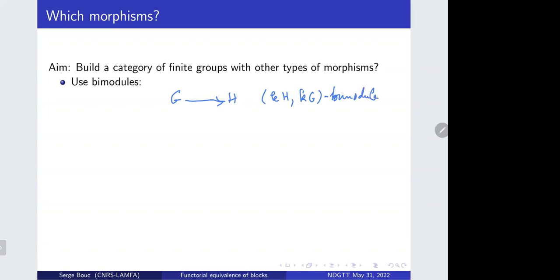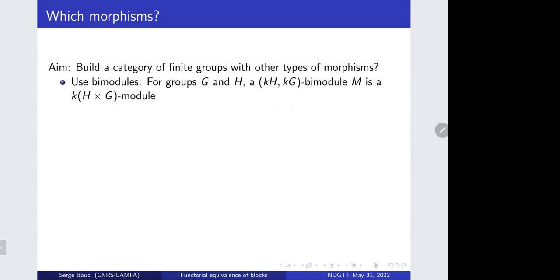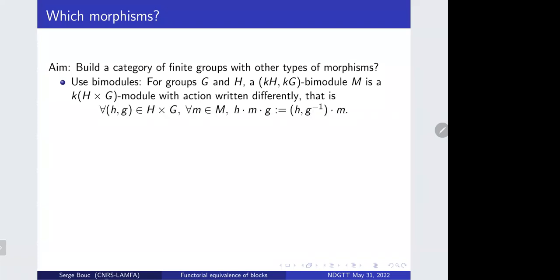As I just recalled, there is a theory of a category of rings, where morphisms are given by bimodules. First, I observe that a bimodule for two group algebras is the same thing as a module for the Cartesian product of the groups. This is only a change of notation, actually. It's a usual trick in group theory that a right action of an element g is actually a left action of its inverse. So these notions of bimodules and modules for a product group are the same.